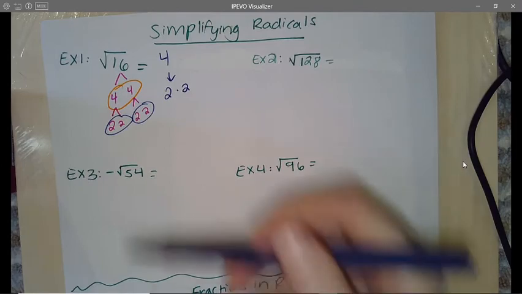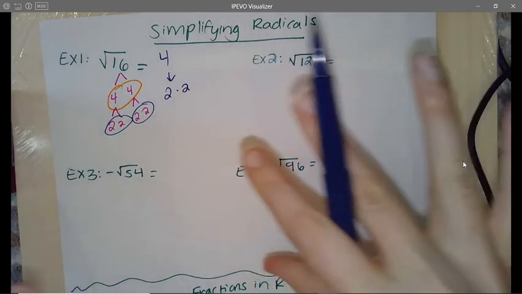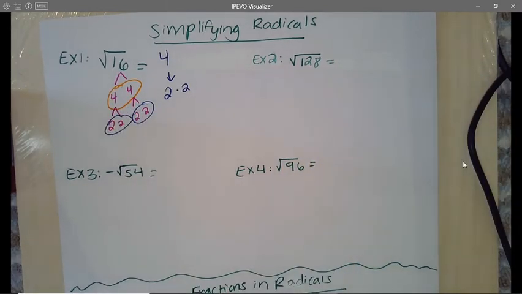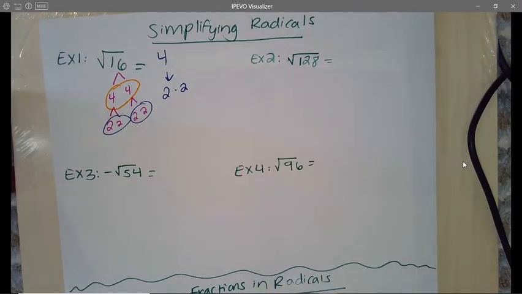So you can keep going, but technically right when you spot a pair, like I saw a pair right there, right when you see a pair, technically you can stop. You don't have to keep breaking the numbers down into their prime factors.